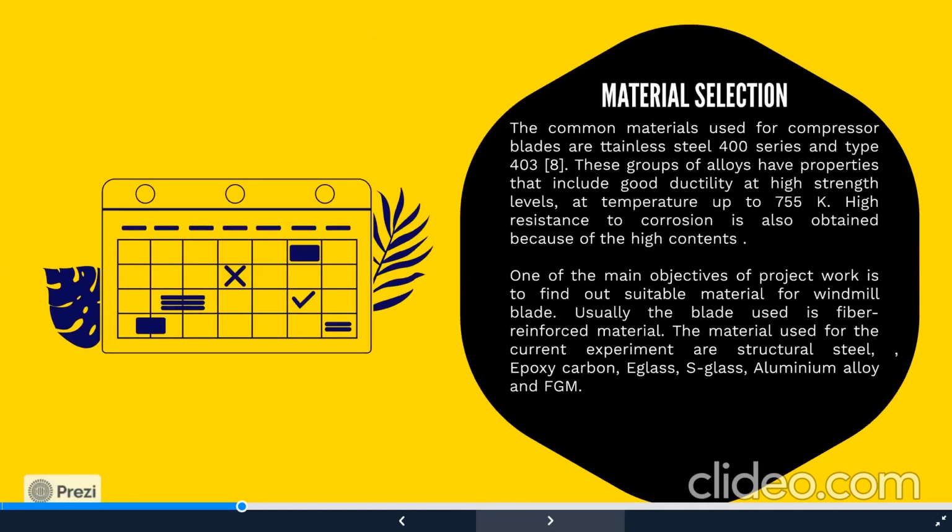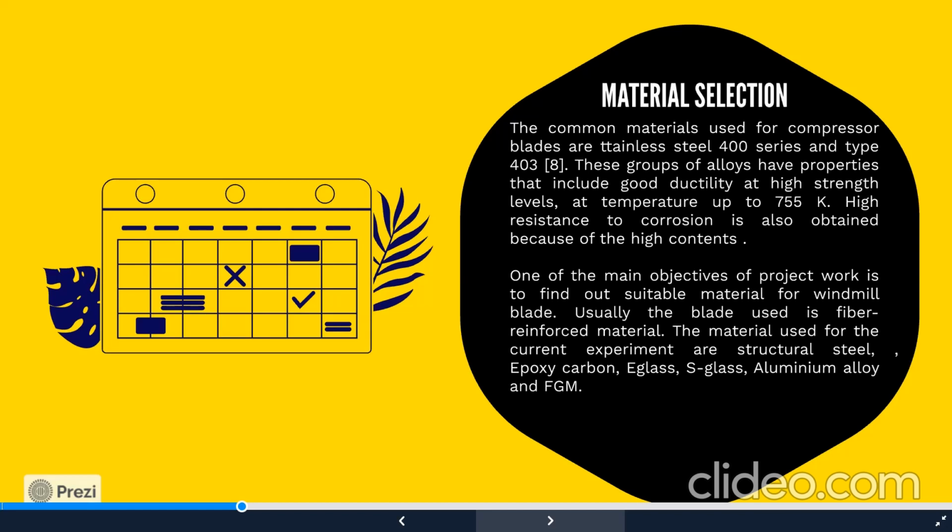How to select the material? The common material used for compressor plates is stainless steel. This is the common material used for compressor plate turbines: stainless steel 400 series, type 403. This group of alloys has properties including good ductility at high strength level, a temperature up to 755, and high resistance to corrosion is also obtained because of the high chromium content.